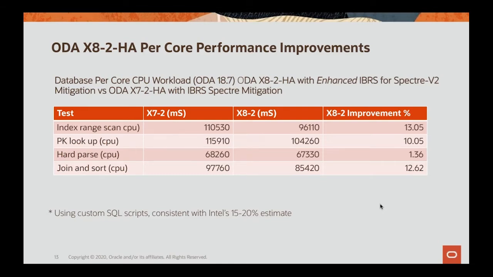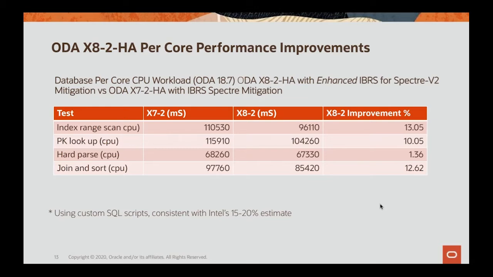Now, earlier I talked about how it is possible that X8 with 64 cores outperforms X7 with 72 cores. So this is the reason why. This is an internal benchmark we did in the performance group that looks at per-core performance. Now, as you know, with X8, the Spectre mitigation is implemented in the hardware, whereas on the X7, you actually have to do that in software, so it's not as efficient.